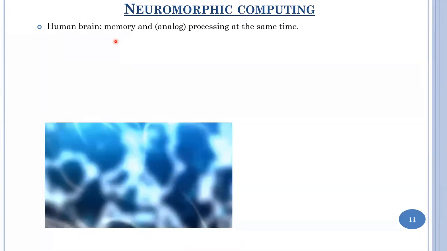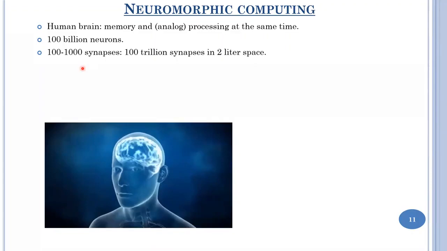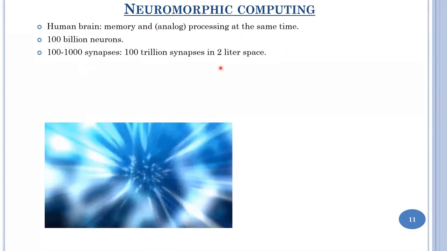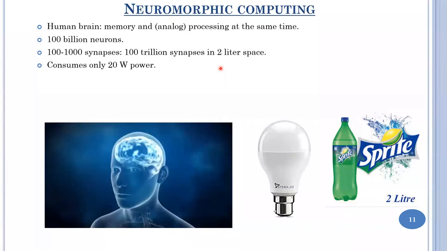Also, there are like 100 billion neurons, and each neuron is connected to, let's say, 100 to 1,000 other neurons in the neighborhood with the help of synapses. So there are like 100 trillion synapses in 2 liters of space, which is amazing. And the best part is it consumes only 20 watts of power, which is even less than this LED, for performing a day's work. Can you imagine that?